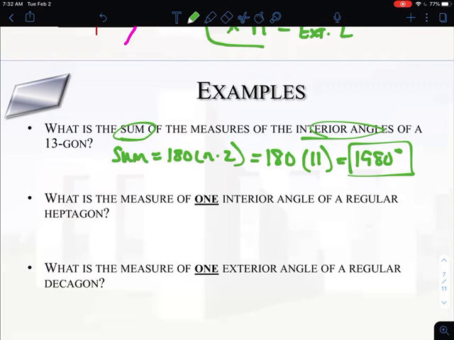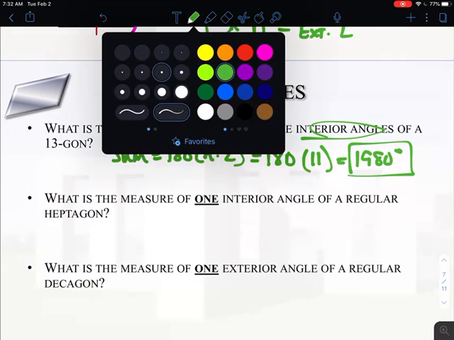Most of the problems that you are going to come across in this section are literally just going to be, here's a description of the figure, find this particular value. And so it's just a matter of finding the right formula, plugging in, and solving.